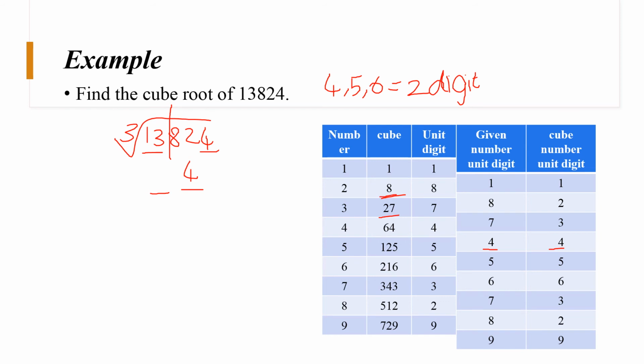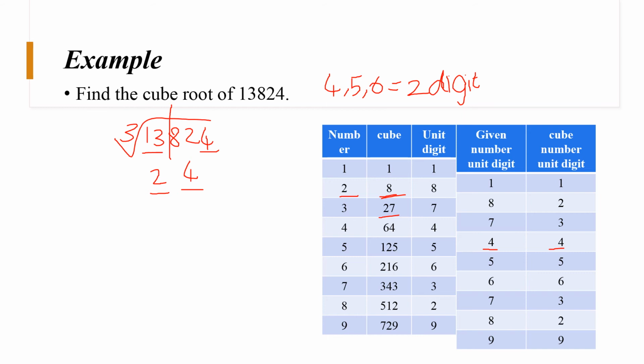Find the smaller of them, that is 8. Write the corresponding number here, that is 2. You will place 2 in the tenth digit place. So therefore the answer for the cube root of the number 13,824 is 24.